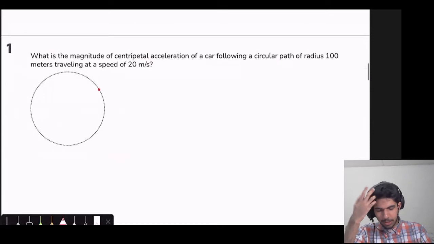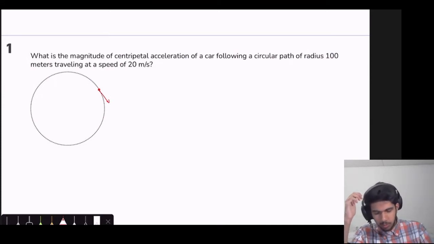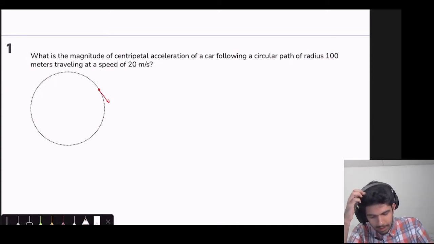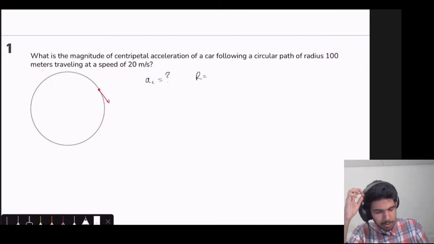And it's traveling along the circular path, so we don't really know which direction, but let's just say it's traveling clockwise. So I drew my velocity vector there. Note how it's tangential to the circle, which is good. And we are tasked to find centripetal acceleration. So a sub c equals question mark. What are we given? Well, we are given the radius equals 100 meters. And we are given the velocity, or the speed rather, is 20 meters per second.